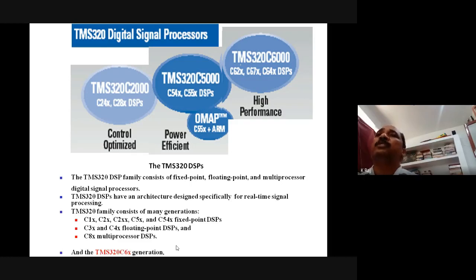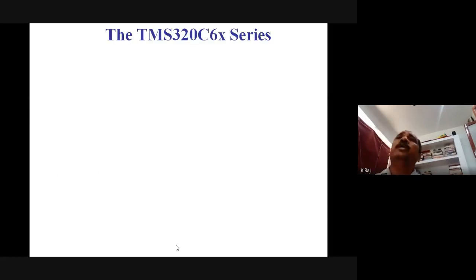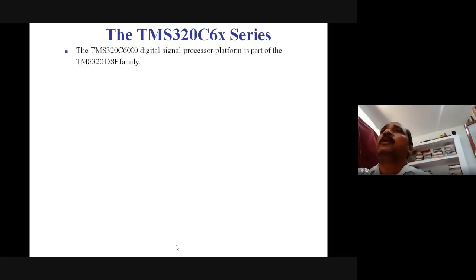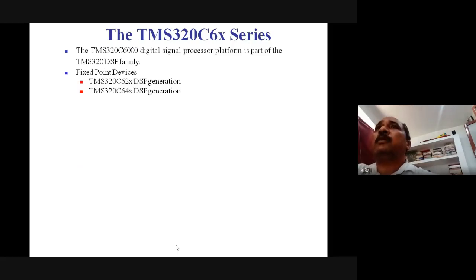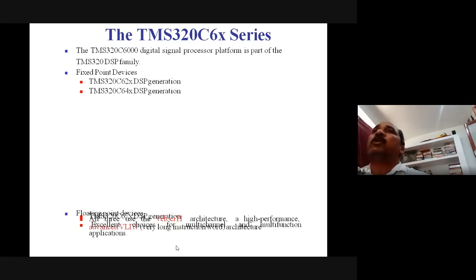Now come to the next generation, the TMS320C6000 series, or the C6X generation. The TMS320C6000 digital signal processor platform is part of the same TMS320 DSP family, and it has different generations of fixed point devices like the TMS320C62X DSP generation and the TMS320C64X DSP generation. These are the fixed point processors.